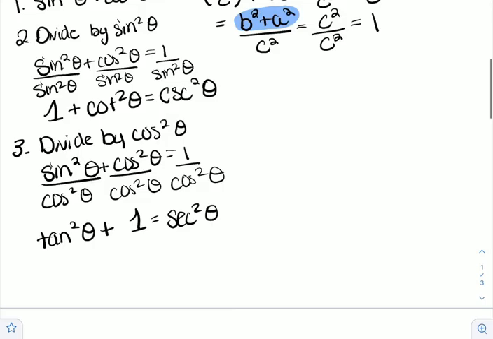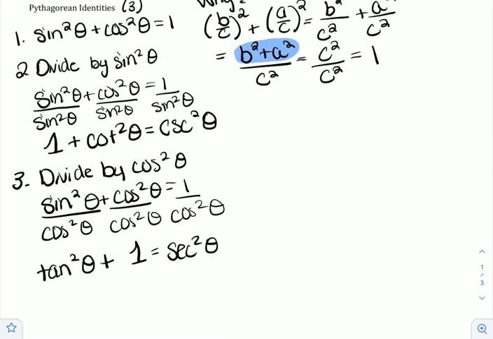And here is our 3 Pythagorean identities. So if you know the main one, you can get the other 2. They come directly from the first one.